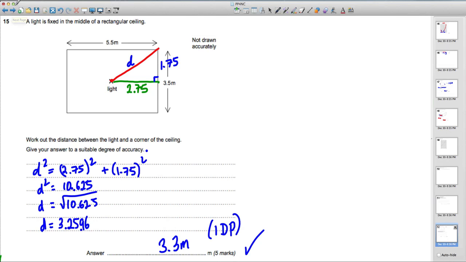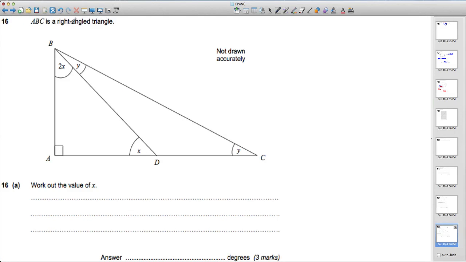Okay, next, ABC is a right angle triangle. Work out the value of x. So we want to work out this angle here. Okay, we know that is equal to 2x, and we are told this is y here and this is y here.